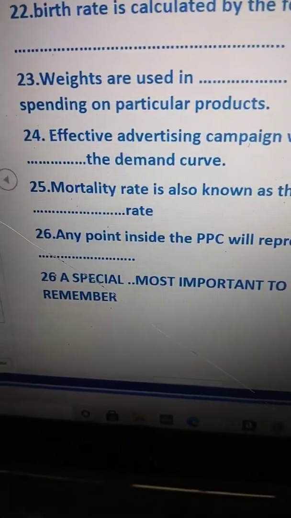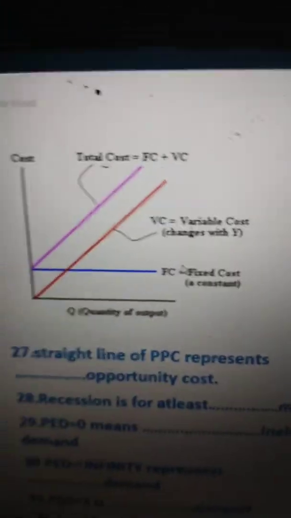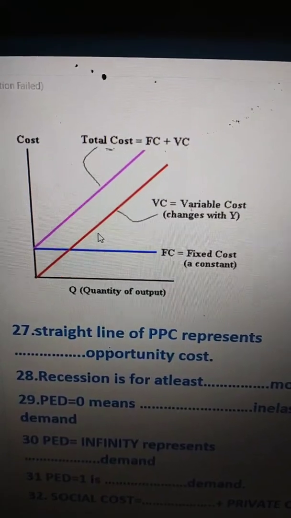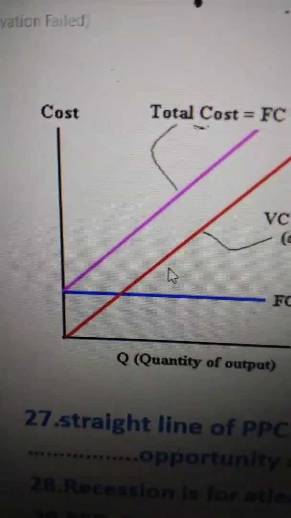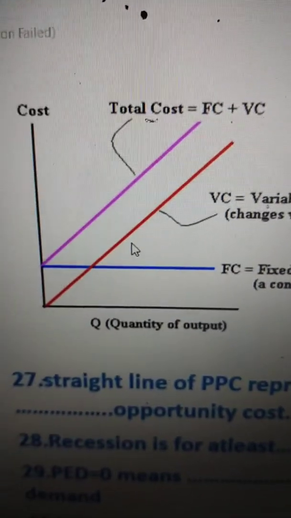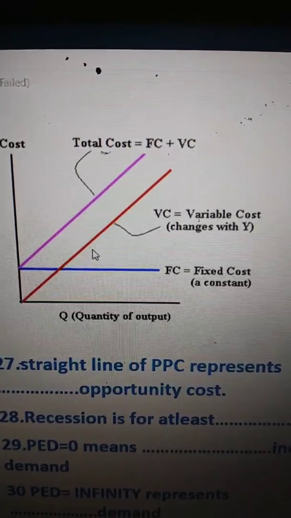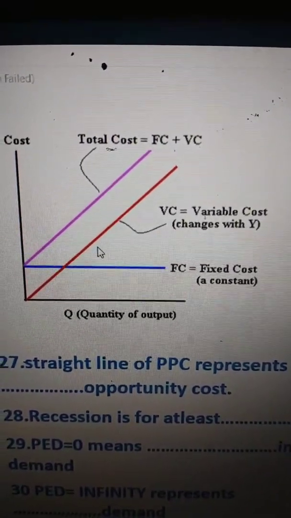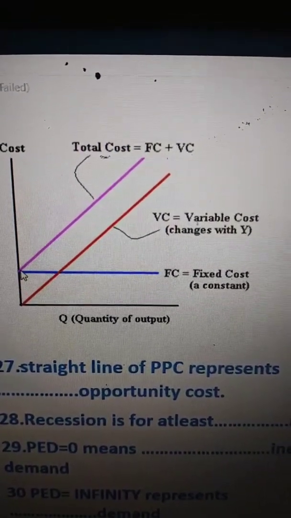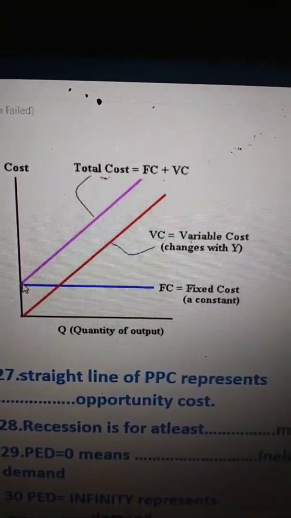Number 26, a special one, most important to remember, is a diagram basically used. Remember this diagram, definitely this question inshallah will be coming in your paper. The variable cost is starting from zero, fixed cost is a flat horizontal line, and the total cost starts where the fixed cost is starting. So this diagram as it is you have to remember.